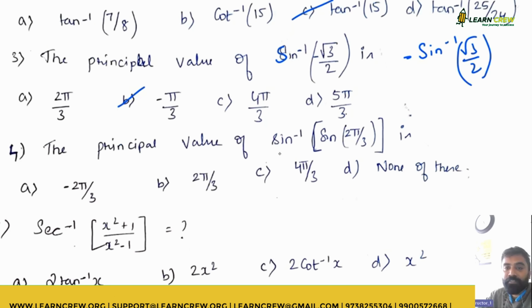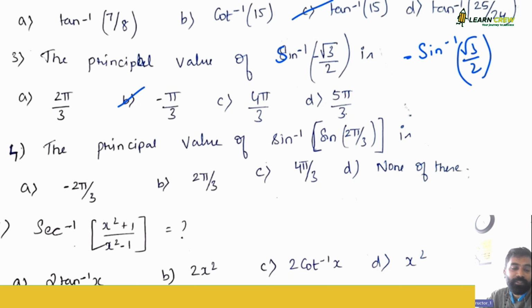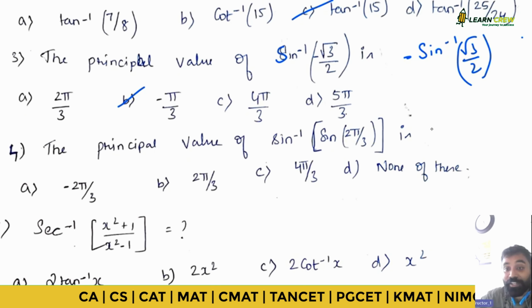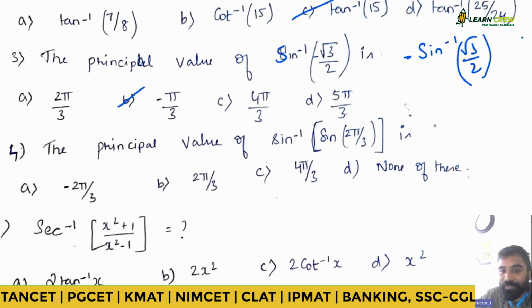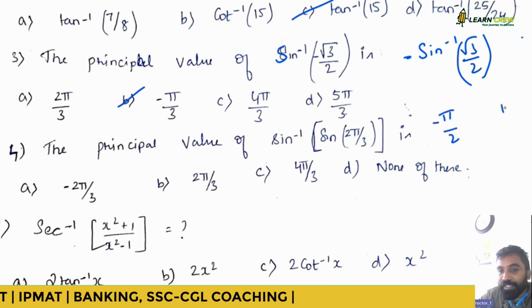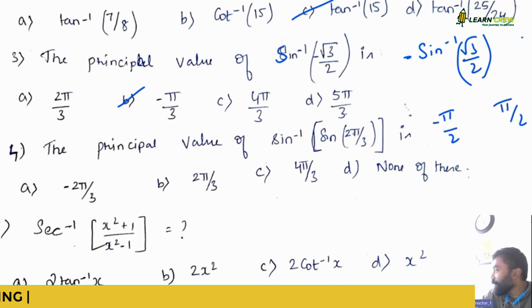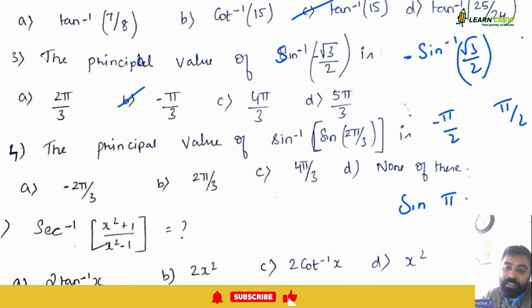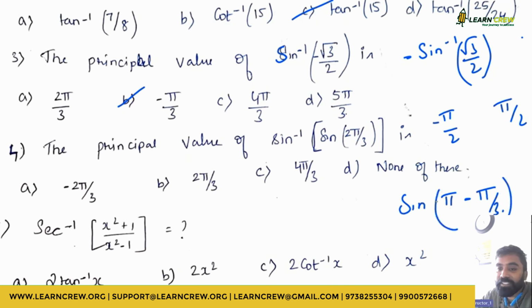Give a try. Sine inverse of sine 2 pi by 3. Sine inverse of sine 2 pi by 3. Yes, answer for the fourth one. It cannot be 2 pi by 3, because if you observe the range, it is from minus 90 to plus 90 degrees. This is 2 pi by 3, so obviously it is not in that range. You need to make sure that it comes in that range. How do I make sure? This 2 pi by 3, you can write as sine of (pi minus pi by 3). This comes in the range.